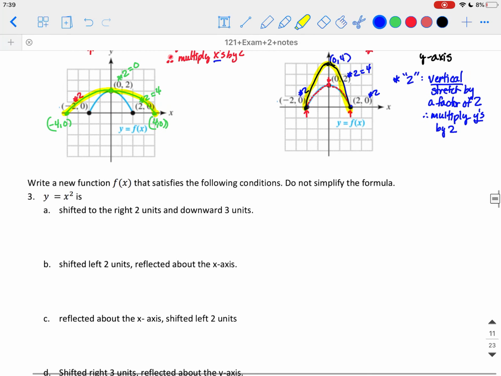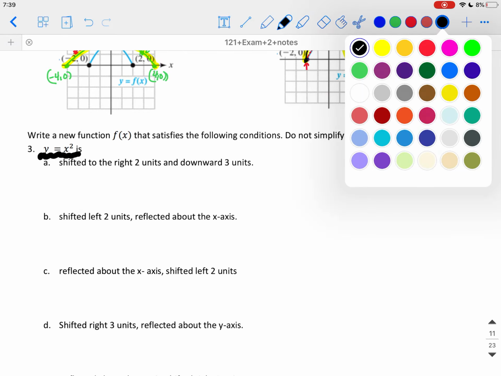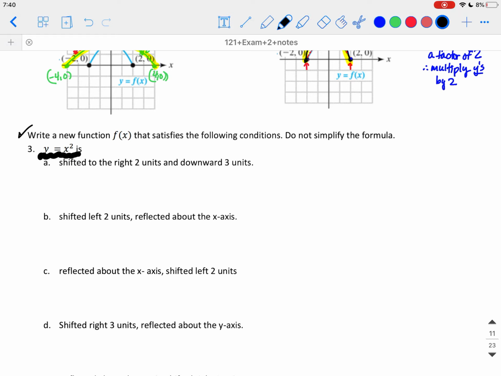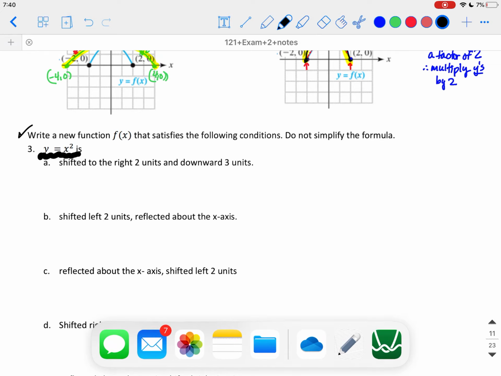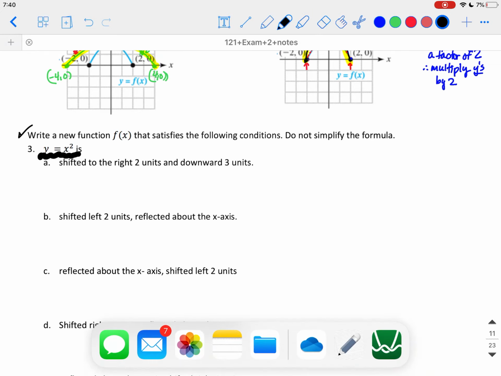Now, for here, we're going to actually start with a parabola. So here's our parabola. y is equal to x squared. And we're going to do these transformations. So it says here, write a new function, f of x, that satisfies the following conditions. Do not simplify the formula. So I am going to split this in half. I'm going to get my Desmos here so that we can check our answers as we go.